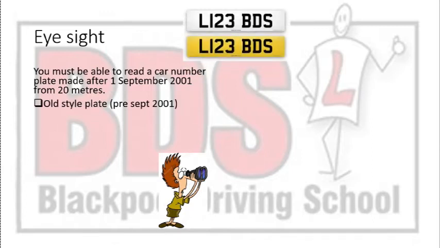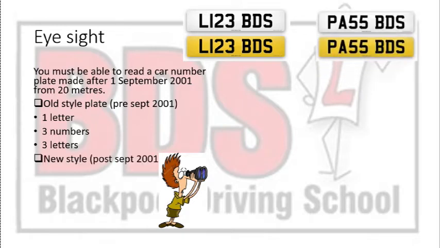So there's two different styles of number plate. The old style plates, as shown there, are pre-September 2001, and they're identified by 1 letter, 3 numbers and 3 letters. The new style number plates, as shown there in the top corner, are slightly different in relation to the size, but also the way that they're laid out is different, and that's 2 letters, 2 numbers and 3 letters.